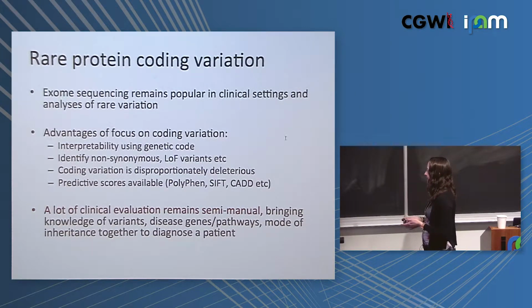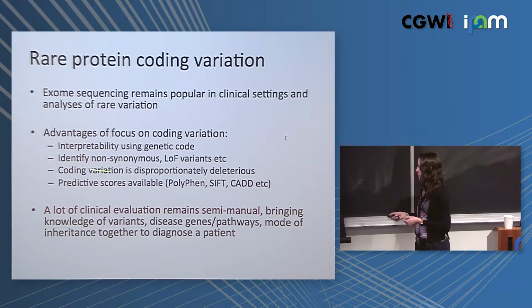So why is this? It's primarily because we don't know what to say about the rest of it. Protein coding variation is much more readily interpretable just using the genetic code. We know how to identify non-synonymous and loss-of-function variants. We also think that coding variation is disproportionately deleterious. So if we're going to look somewhere, this is a good place to start.